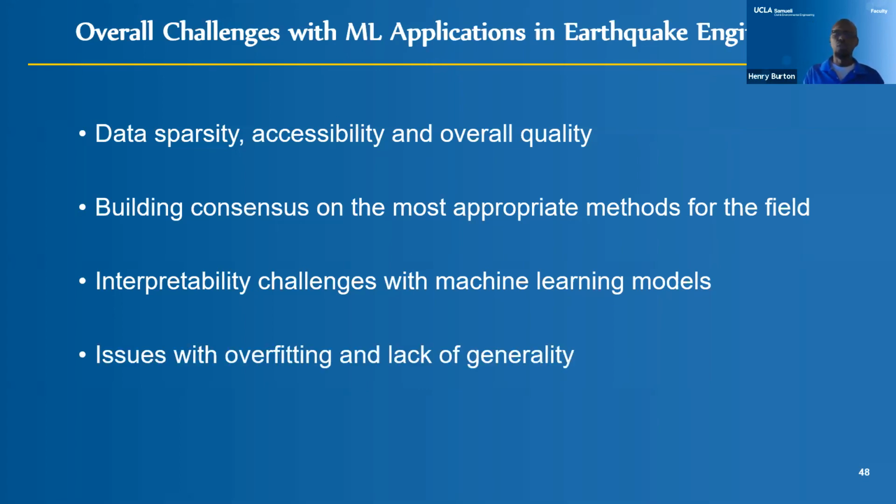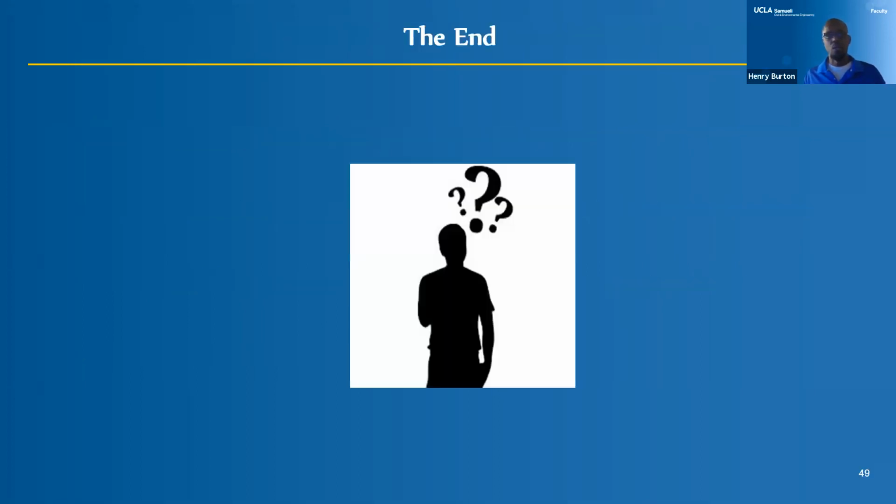And then issues with overfitting and lack of generality. Machine learning models are good for interpolation, meaning they are good at predicting things within the range of the data. But once you start getting outside of the data, they don't perform as well, right? So if you're going to be building these models and giving them to people to use, you have to be clear on the range of application relative to the data. But also, as you saw earlier, creating some type of hybrid model that incorporates some of the physics of the problem with the machine learning actually helps with this issue of generality. And with that, I will end and open up the floor for questions.